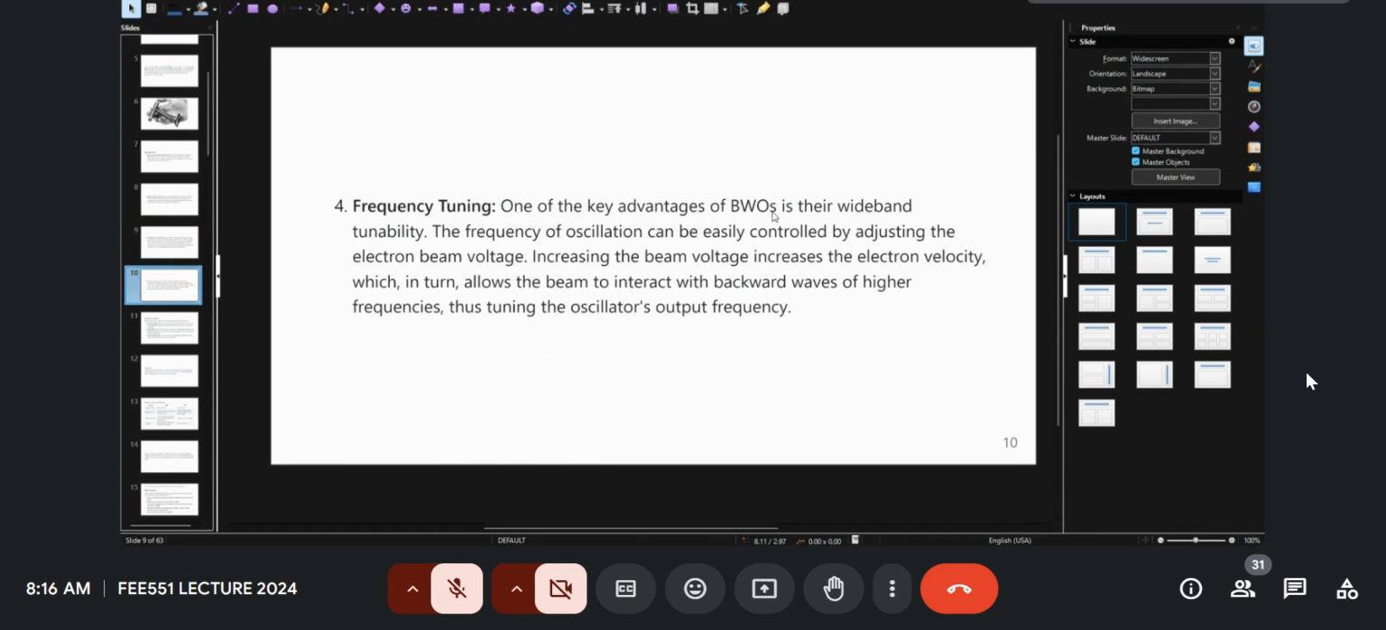Frequency tuning. One of the key advantages is the wideband tunability. The frequency of oscillation is controlled by adjusting the electron beam voltage. The beam voltage causes an increase in the electron velocity, which in turn allows the beam to interact with backward waves of higher frequencies. And thus we have tuning of the oscillator's output frequency.